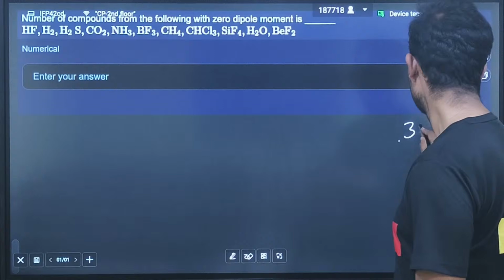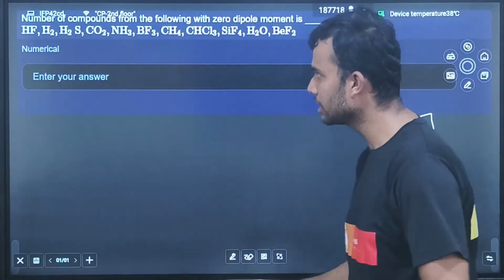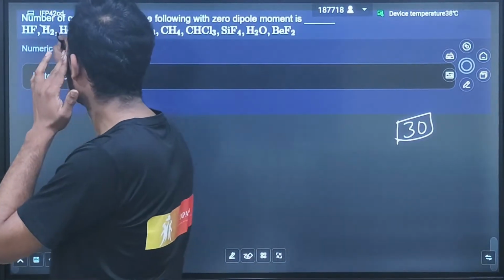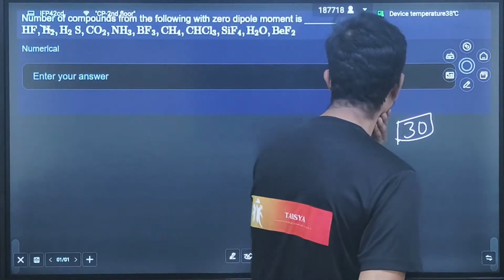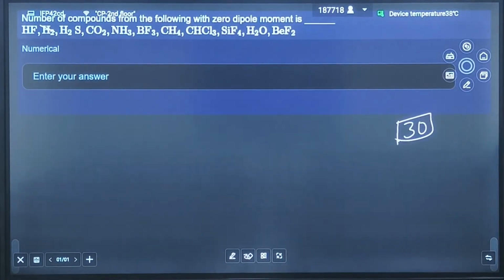Calculate fast. Calculate fast, my dear students. You can calculate easily. Actually, you can remove. Then CO2. Okay, calculate fast. How many atoms we have?